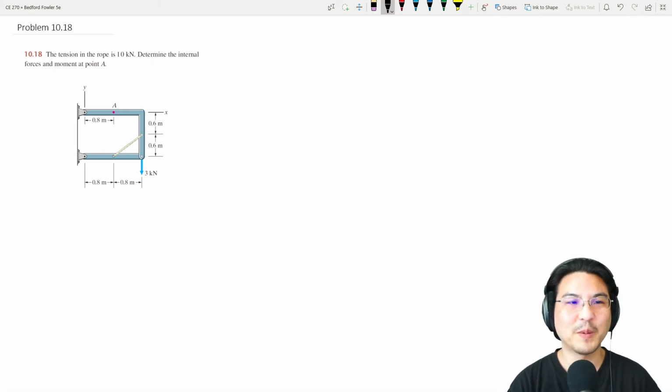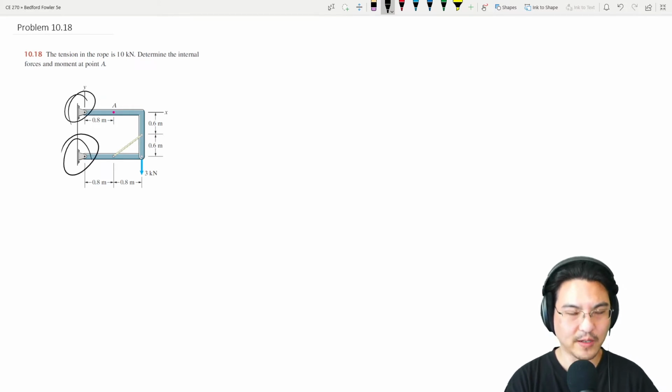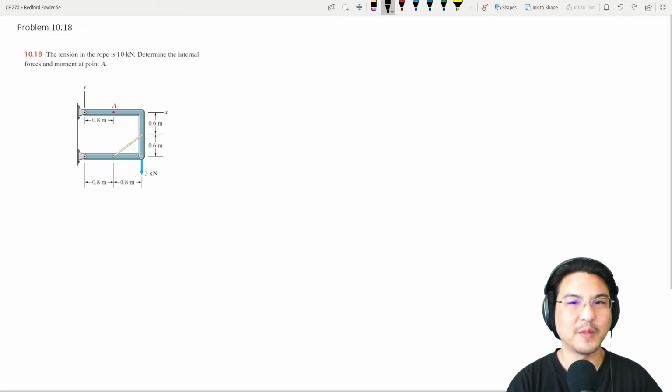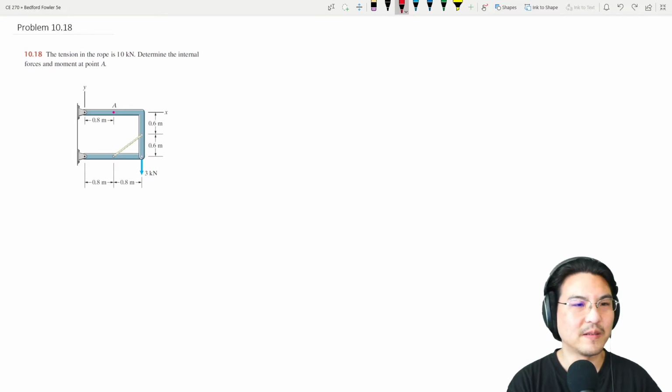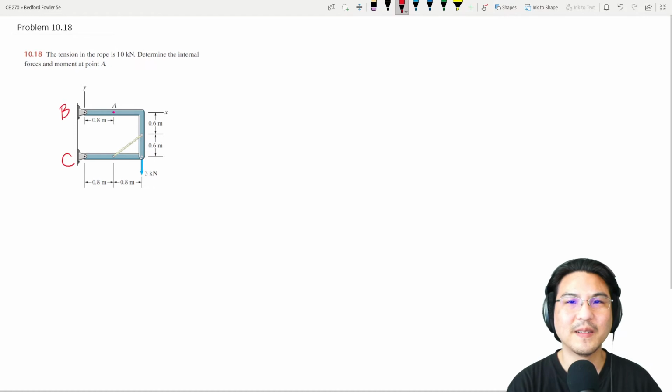Everybody, let's give this problem a try. So I have a frame with pin supports here. Let me just label these. That's A, so I'll call this B and C.